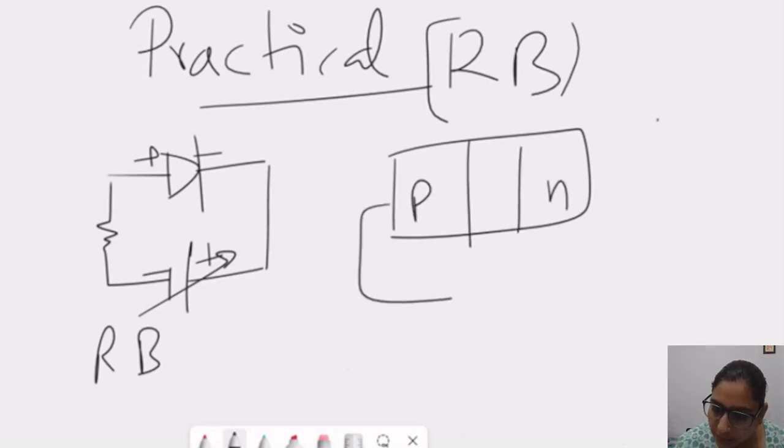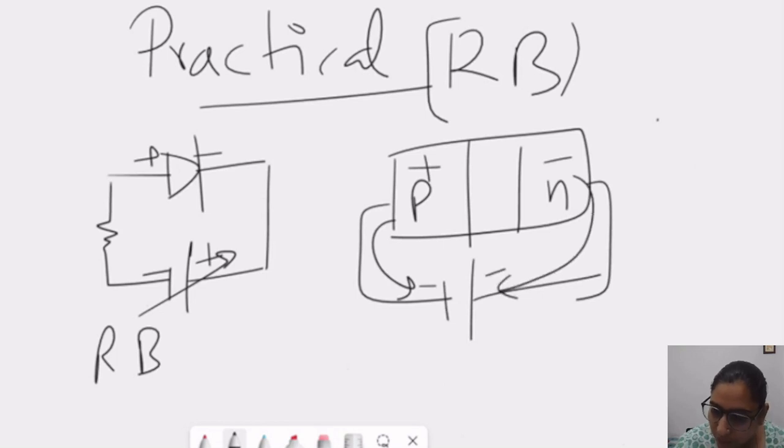If I bias it with negative biasing, what is happening? The holes here try to move towards the negative of the battery and the electrons here try to move to the positive of the battery, due to the attraction between opposite polarities. So what is happening? The width here is increasing and the reverse bias voltage works as a blocking bias. This width is increasing because these charges try to move in this direction, and these charges try to move in this direction. They do not want to flow into the junction.